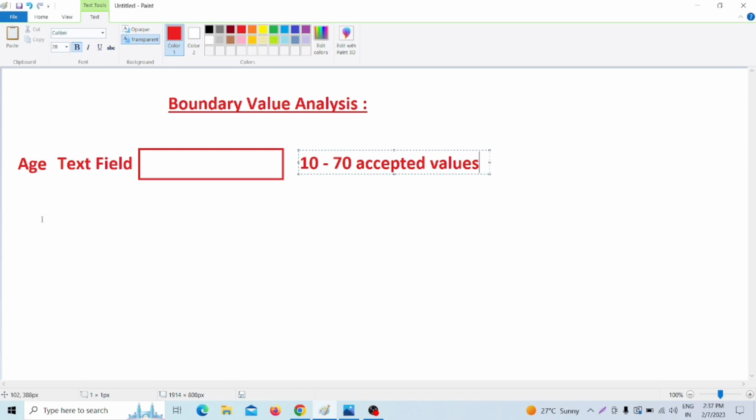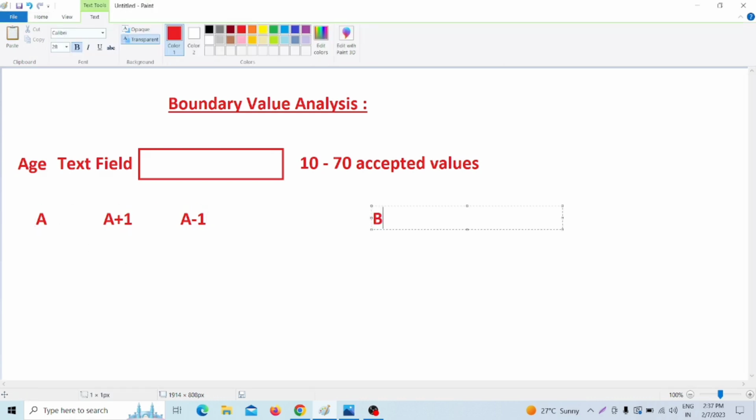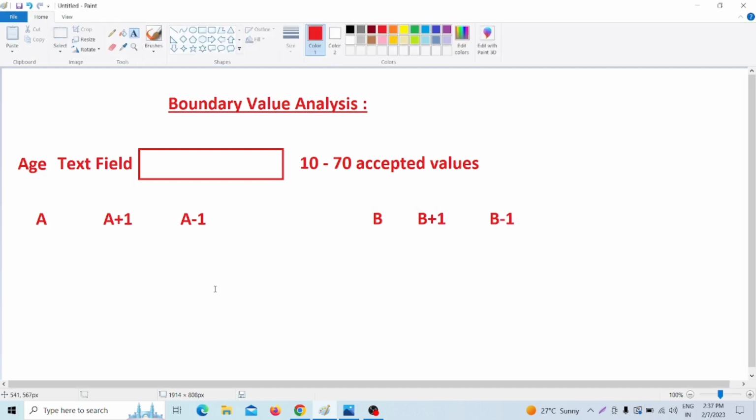Now what is my formula for boundary value analysis? A, and A plus 1, and A minus 1. Okay. This is the A value, and what is the B value? B, and B plus 1 and B minus 1. So this is the formula. So here A is 10 and B is 70.